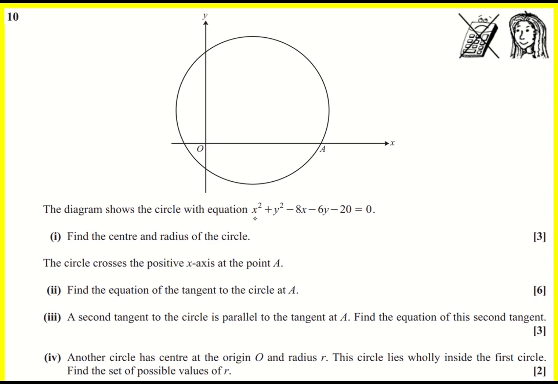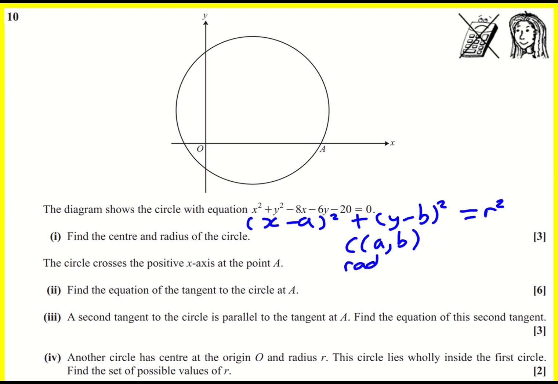We have a circle here, and we want to find the center and the radius, which means we need to put it in the standard form (x - a)² + (y - b)² = r². Center (a, b), radius r. We can do this by completing the square.